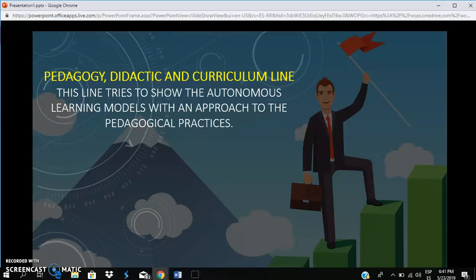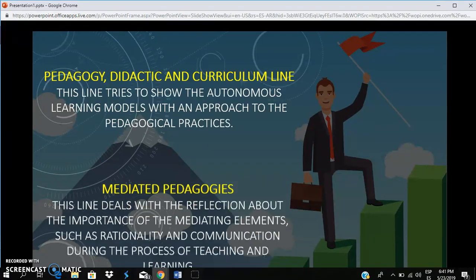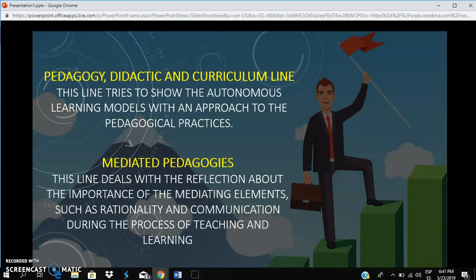Pedagogy, didactics, and curriculum line. This line tries to show the autonomous learning model with an approach to the pedagogical practice. Medial pedagogies. This line deals with the reflection about the importance of the mediating elements, such as rationality and communication, during the process of teaching and learning.